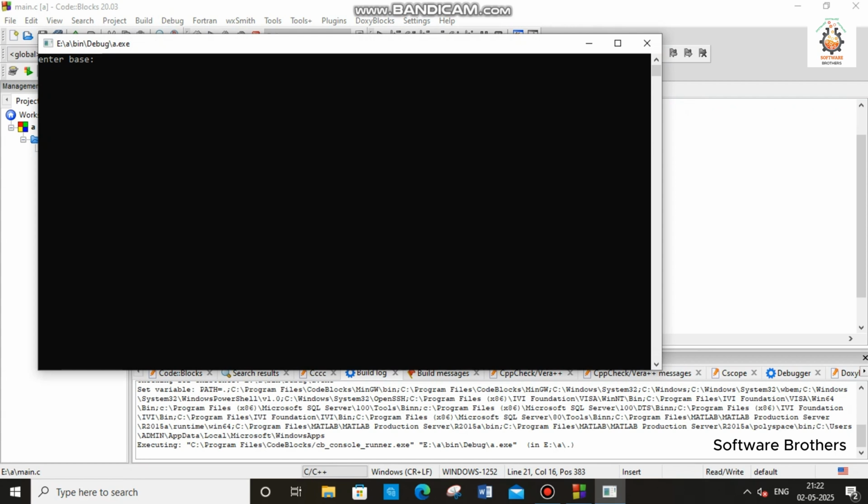You can see, enter base, say the base is 2, and the exponent is, say, 5. So 2 to the power 5 means 32 over here. So we have got the correct answer for this consideration.